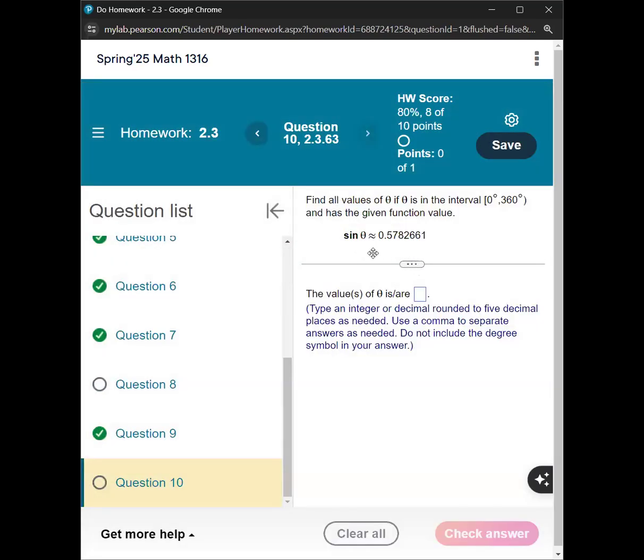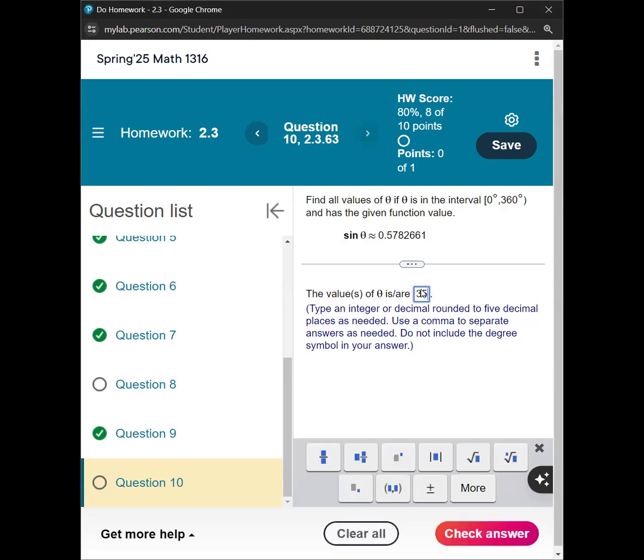For this question, it's the same thing. If you have the sine of theta is given as this, and then we're looking for the theta, it's going to stay as inverse sine, and the decimal we're going to plug in will be 0.5782661. And then the answer will be 35 point, and they want the 5 decimal places, so it's going to be 32, 86, and 8.